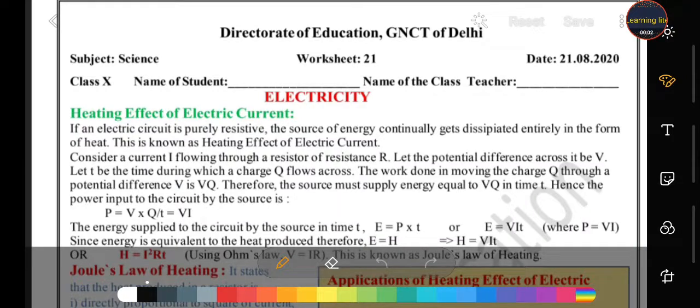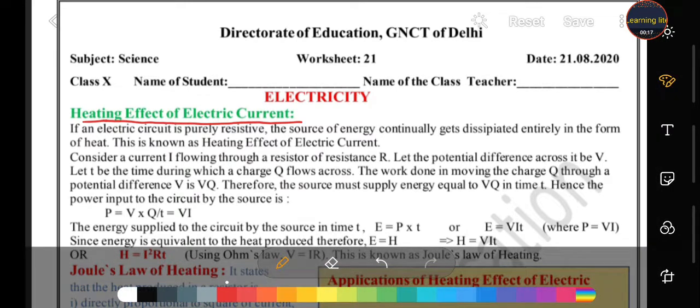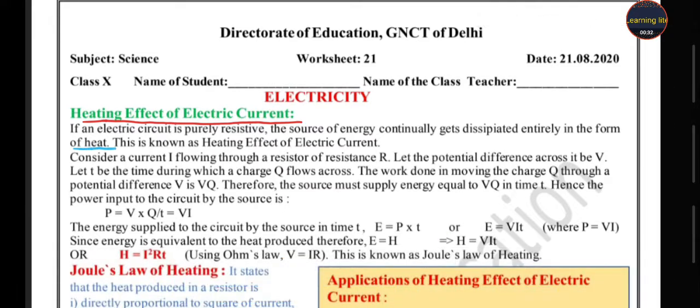Hello students, today we are here with worksheet 21 from the Directorate of Education, from your chapter Electricity. Today we study the heating effect of electric current. So today's topic is the heating effect of electric current. Students, if an electric circuit is purely resistive, then the source of energy continuously gets dissipated entirely in the form of heat, and this is called the heating effect of electric current.